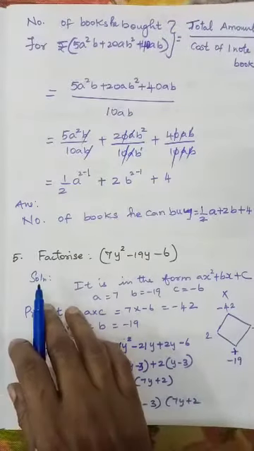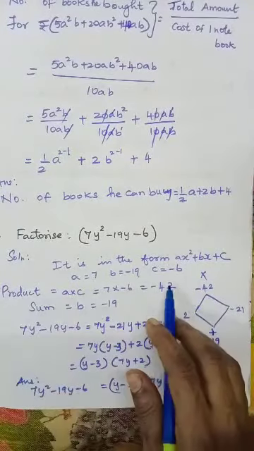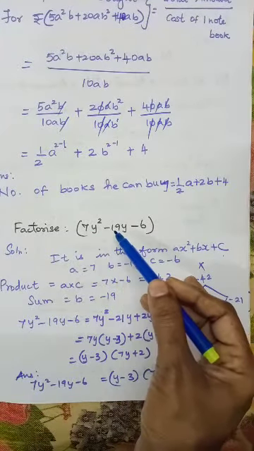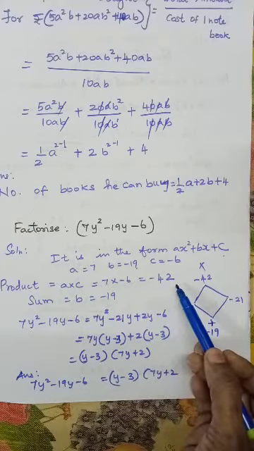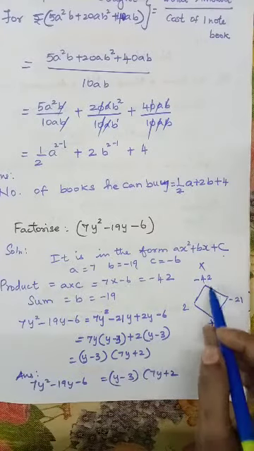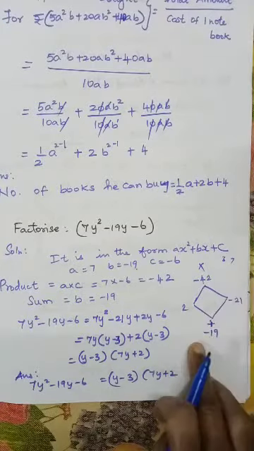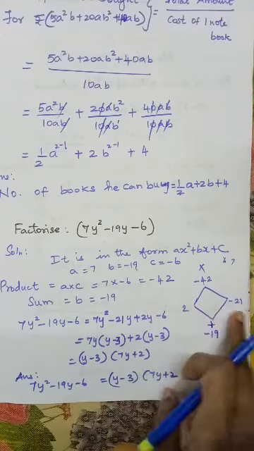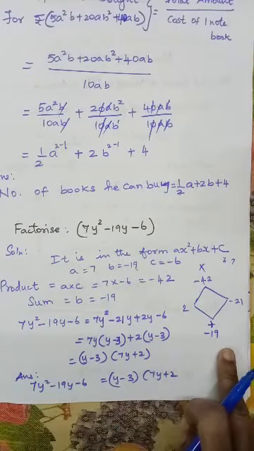Then fifth sum. Factorize 7y square minus 19y minus 6. Solution. It is in the form of ax square plus bx plus c, isn't it? We know a is equal to 7, then b is equal to minus 19, c is equal to minus 6. Now product is a into c, that is minus 42. Then sum is b, minus 19. So minus 42 here, minus 19. We can split this 42 in many ways. That is 6 sevens are 42. Then you add and see, you won't get the 19, isn't it? So we have to take 21 twos are 42. So here you have minus, so bigger number sign must be minus. Minus 21 plus 2 is minus 19, isn't it?